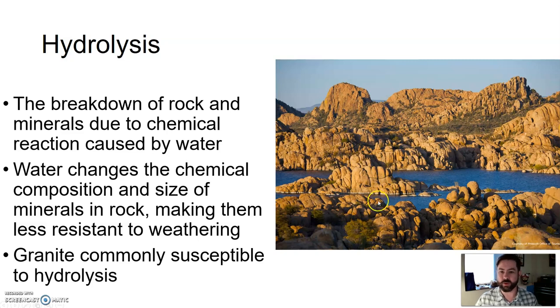And you often see these rounded, cracked rocks. So this is up in the Prescott area. If you drive up the 17, you'll see stuff like this. If you drive up Route 87 up to like Show Low, you'll see rocks like this. A number of different places in Arizona you can see rocks like this.